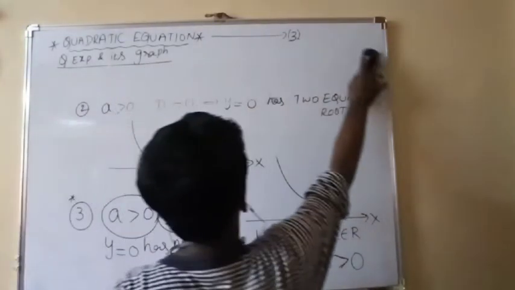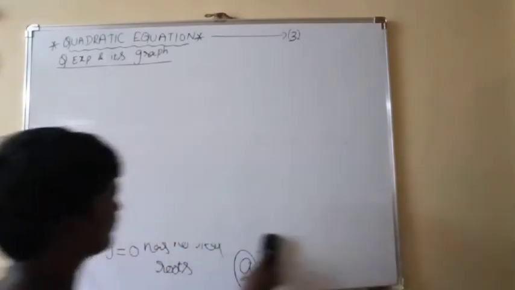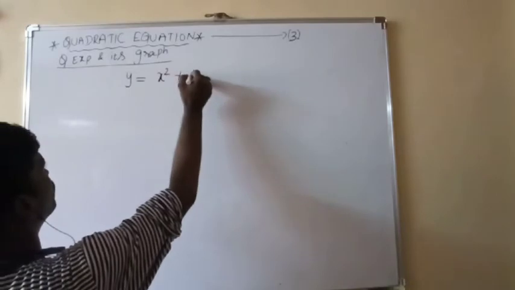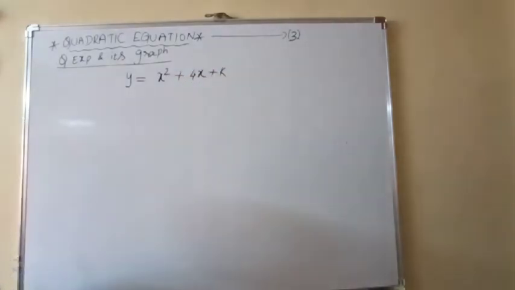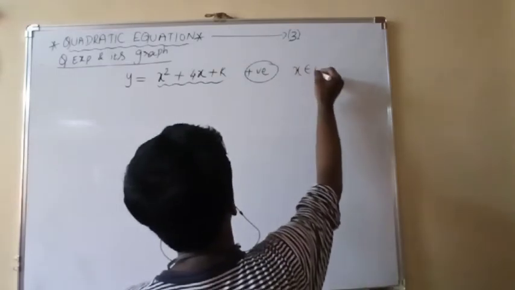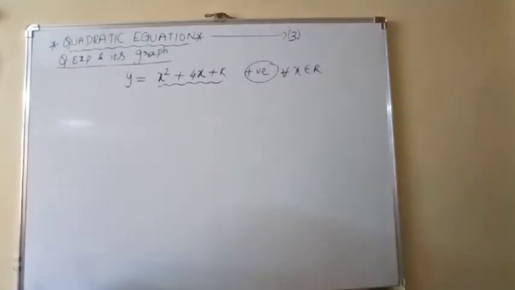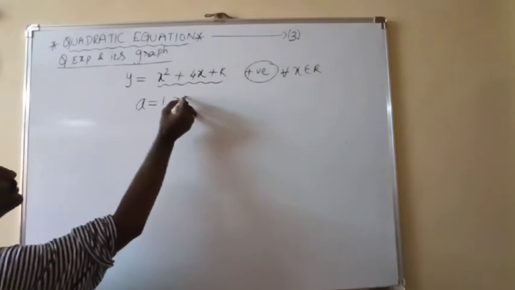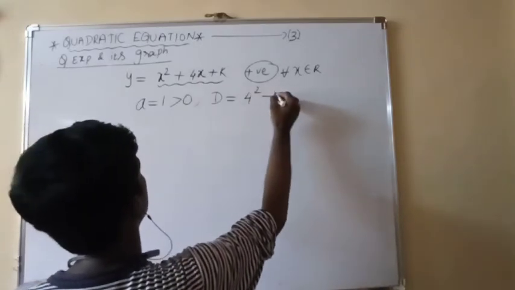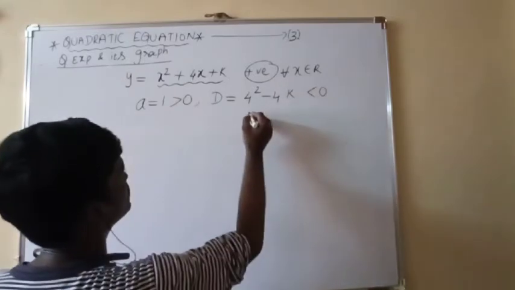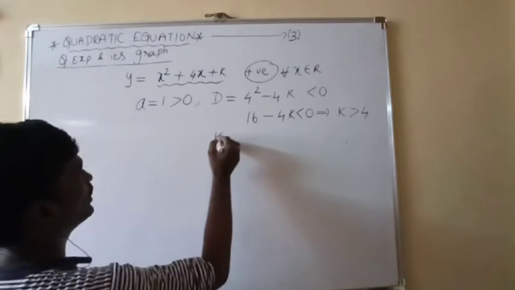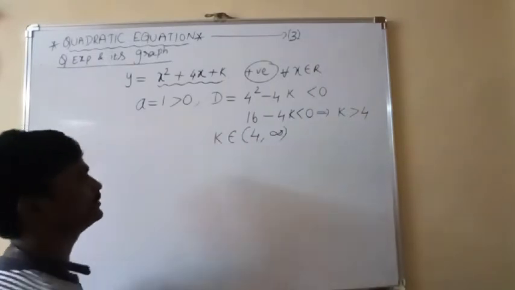So one example based on that. Find the set of values of k for which this expression is always positive, or this expression is positive for all x belongs to R. Anyway, here the value of a is 1, positive. And what is one more condition? D must be negative. D is b square minus 4ac, which must be negative. So that is 16 minus 4k negative. That means k should be greater than 4, that is, k belongs to the open interval 4 comma infinity.